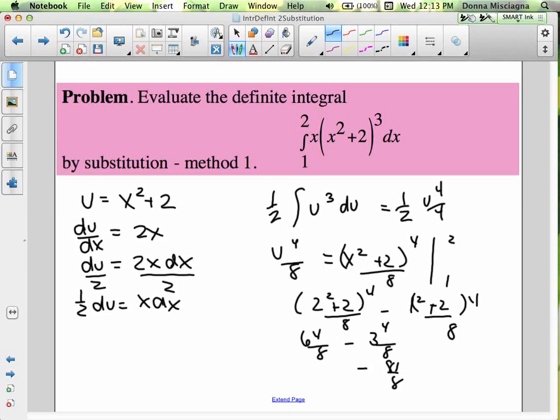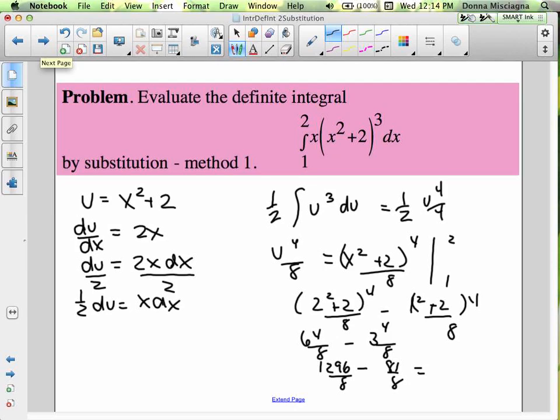And then how about 6 to the 4th power? 6 cubed is 216, and 216 times 6 is 1,296. Okay, 1,296. So now we'll just subtract that.